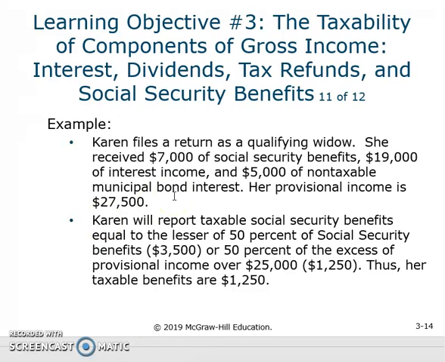So let's look at an example of how that works. We have Karen who files a return as a qualifying widow. She received $7,000 in Social Security benefits, $19,000 in interest income, and $5,000 in non-taxable municipal bond interest. So we calculate her provisional income as $27,500. Her provisional income would include half of the Social Security benefits, the $19,000 in interest income, and the $5,000 in non-taxable bond interest.